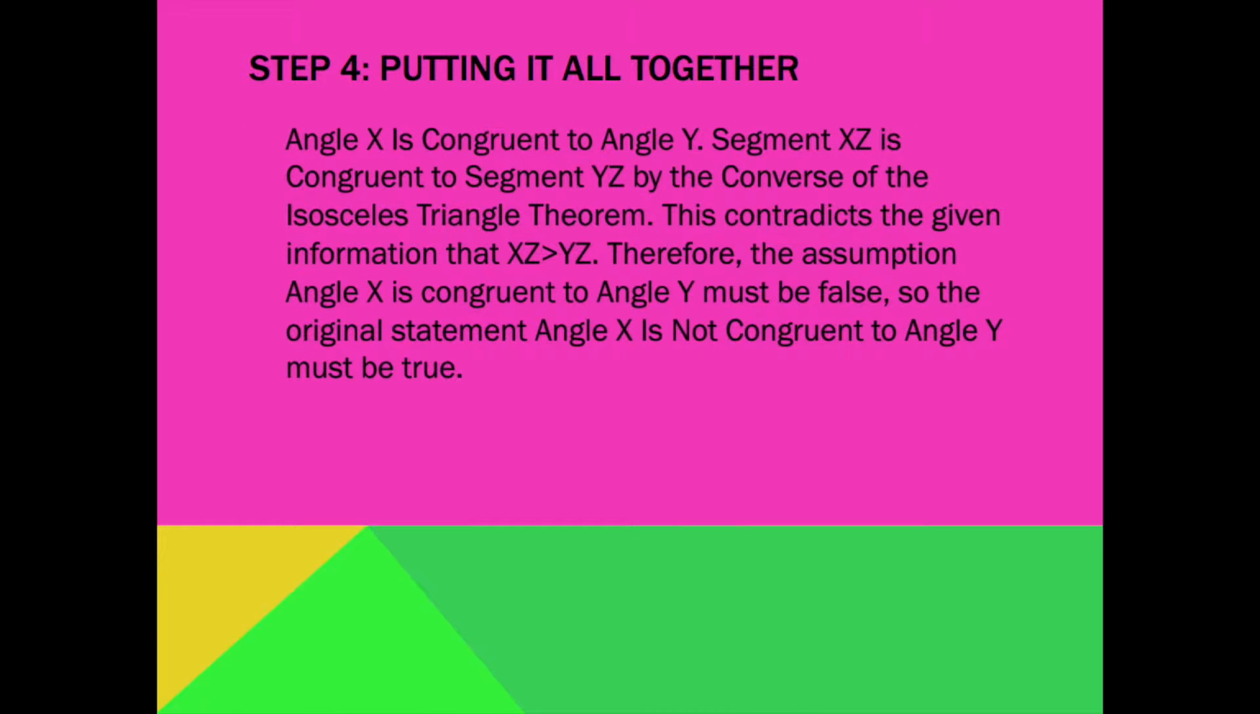Step 4: Putting it all together. Angle X is congruent to angle Y. Segment XZ is congruent to segment YZ by the converse of the isosceles triangle theorem. This contradicts the given information that XZ is greater than YZ. Therefore, the assumption angle X is congruent to angle Y must be false, so the original statement angle X is not congruent to angle Y must be true.